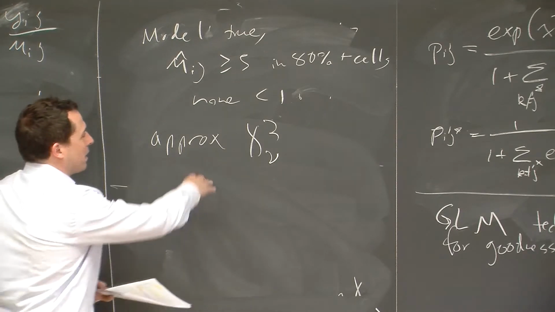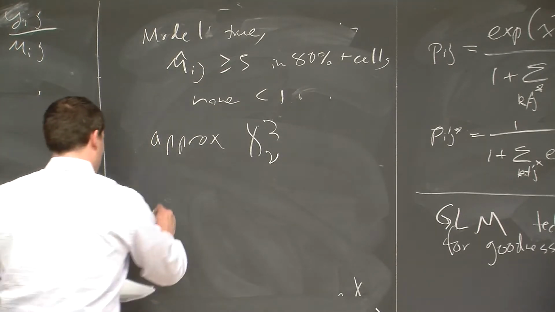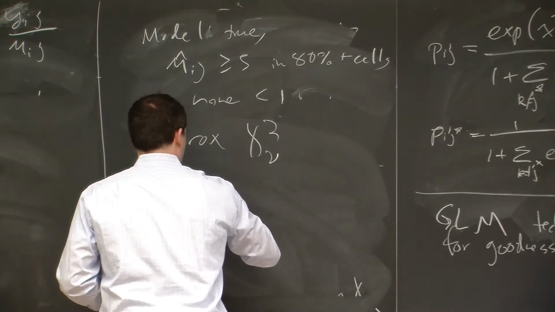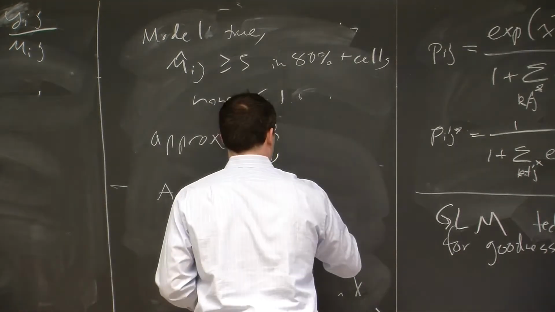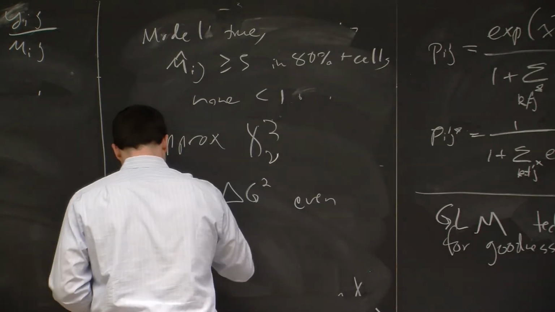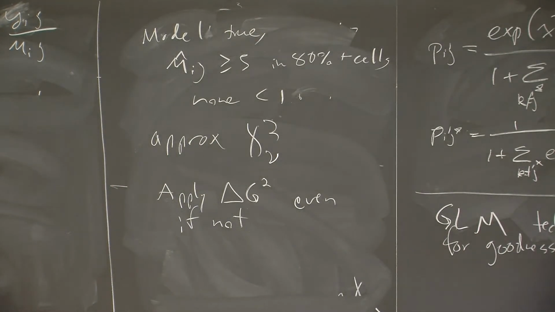And of course, even if this is not satisfied, just as we were doing for the Donner Party case, we can still look at the changes in G squared. So you can still think about nested models, provided there's some difference.